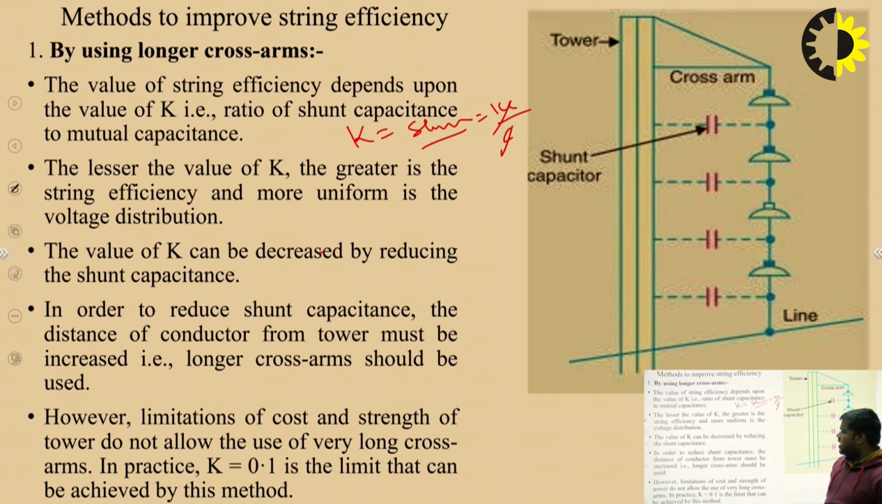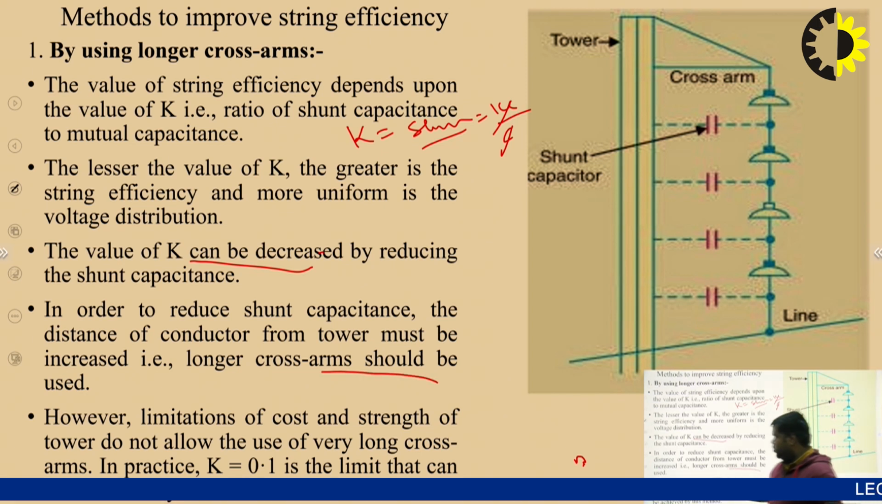The value of K can be decreased by reducing the shunt capacitance. It's also a very important point. In order to reduce shunt capacitance, the distance of conductor from earth must be increased. I am repeating it: in order to reduce shunt capacitance, the distance of conductor from earth must be increased. That is, longer cross arms should be used. So this method is used by using longer cross arms.